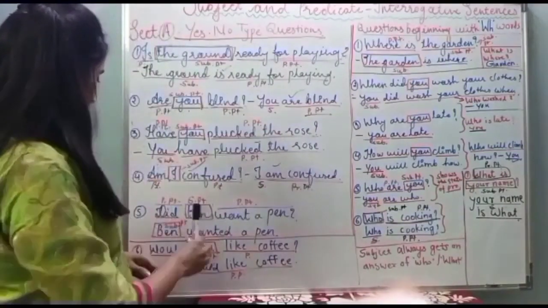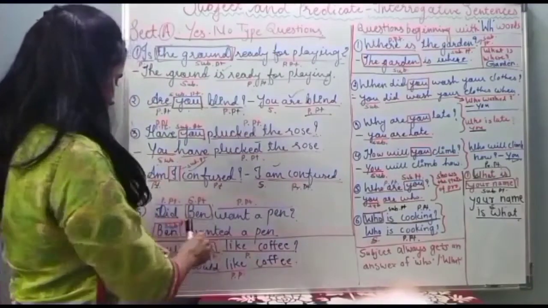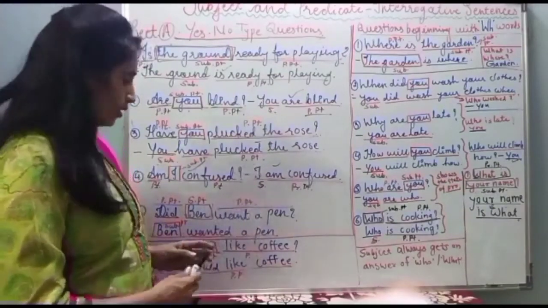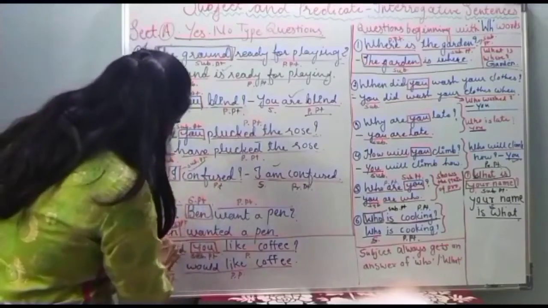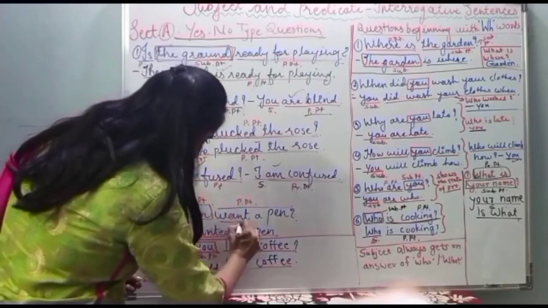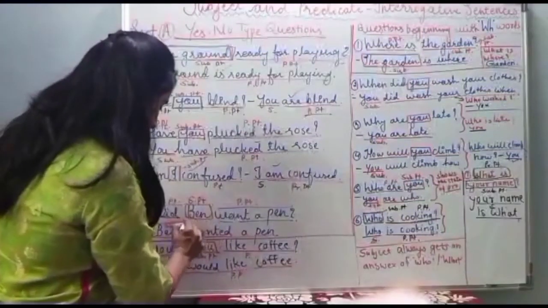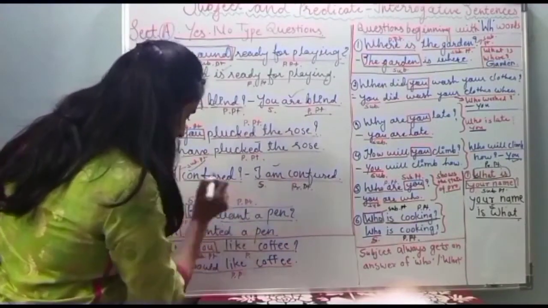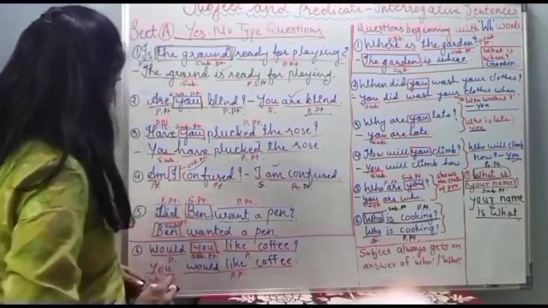See the next question. Did Ben want a pen? The statement is Ben wanted a pen. Who wanted a pen? Ben wanted a pen. And so Ben is the subject part, and did want a pen is the predicate part. So you can do it in this way.